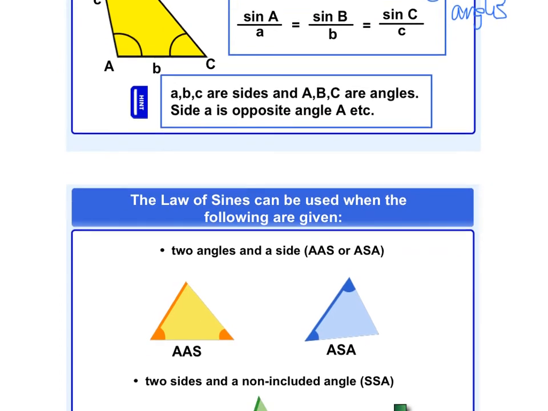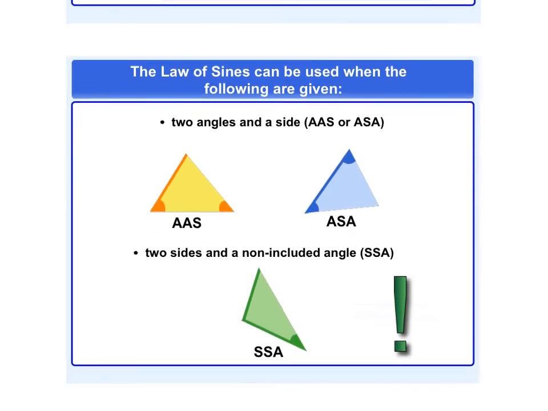Now we can use the law of sines when we're given the following. If we are given two angles and a side. So we can have two angles and this side, or we can have these two angles and a contained side. So angle, angle, and a side that's not contained, or an angle, a side, and an angle. Whenever you have two angles and a side, you can use the sine law.